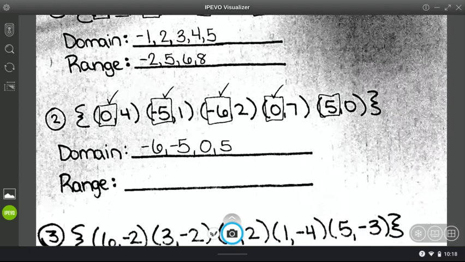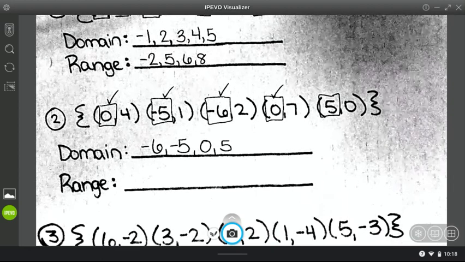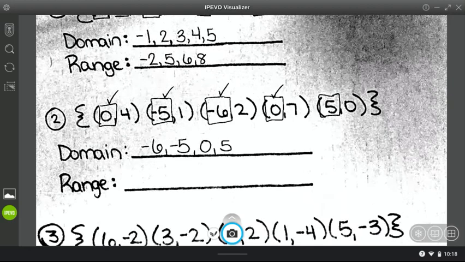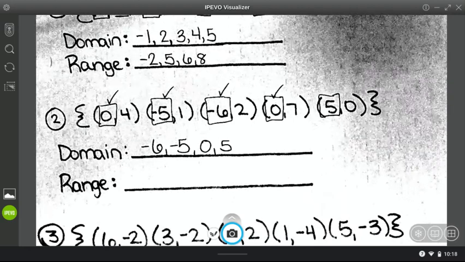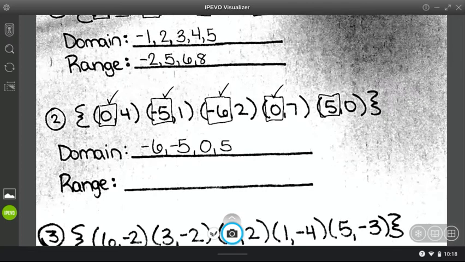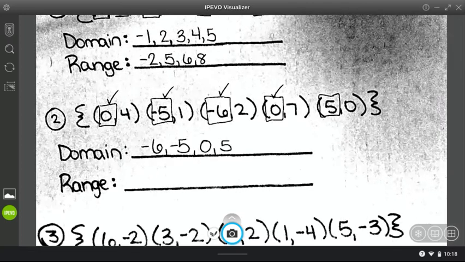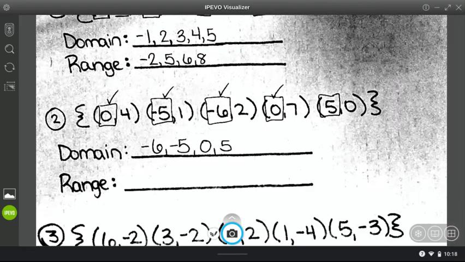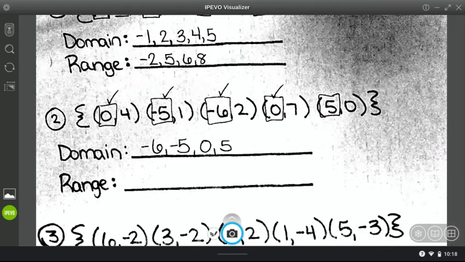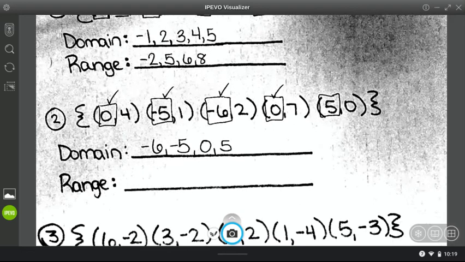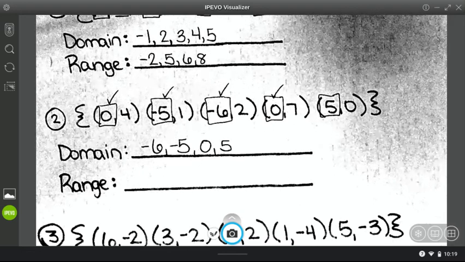All right, now for the range, we have a 4, 1, 2, 7, 0. Do we have to list this 0 since we already listed a 0 in the domain? Yes. Okay, I wanted to make sure that you guys see that. We have zeros in both the domain and range. The domain and range are completely separate. So if you have zeros in both, you list them in both.